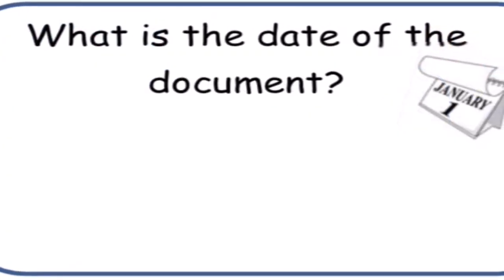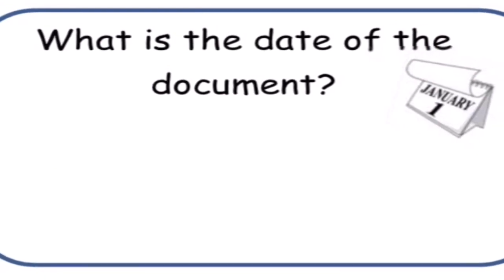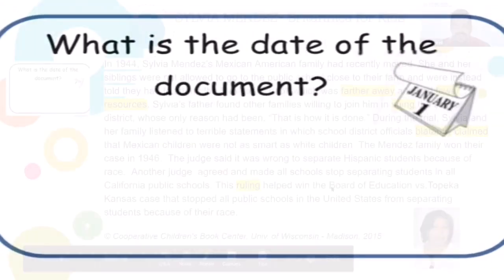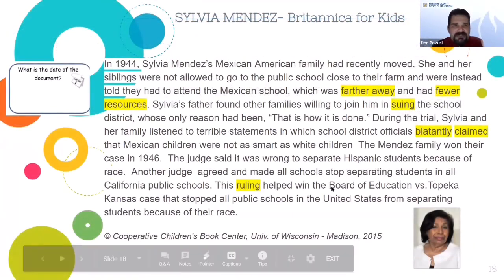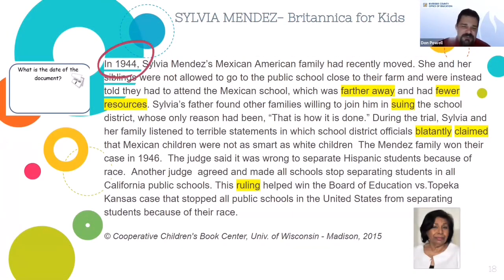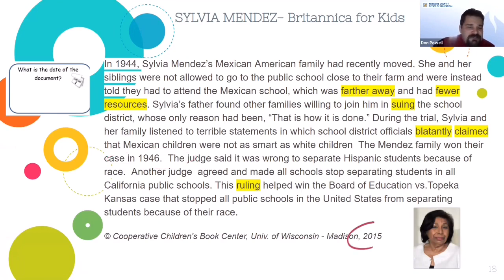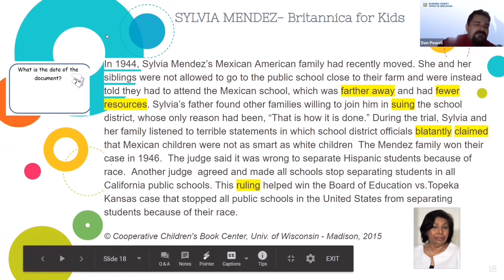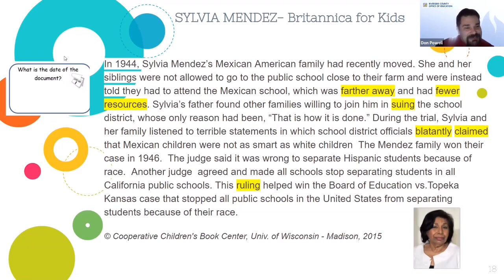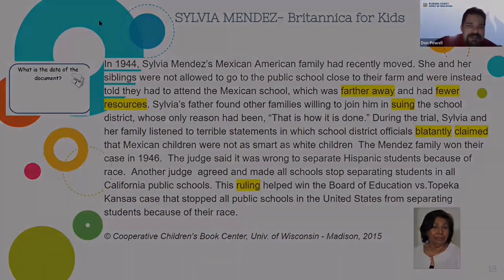And so then we move in to: what is the date of the document? Your kids may pick up on that there were some dates in there, 1944 and 1946, and they may be savvy enough, depending on how much work you've done with them, to notice that it says this article was written in 2015 from the Cooperative Children's Book Center at the University of Wisconsin-Madison. So we know that this is a relatively new article, that it came out in 2015. It's about 6 years old. Well, I don't know how new. It's new to us. It's not very new to kids because now all of a sudden it's like half their life ago, right?